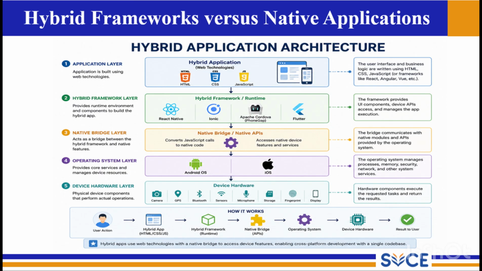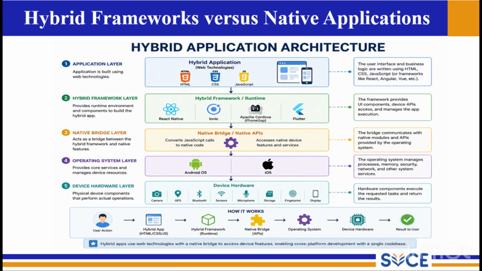Suppose a user opens a hybrid application and clicks a button to capture a photo. First, the user interacts with the hybrid application. The application sends the request to the hybrid framework, which manages the application's execution. The framework then forwards the request to the native bridge.